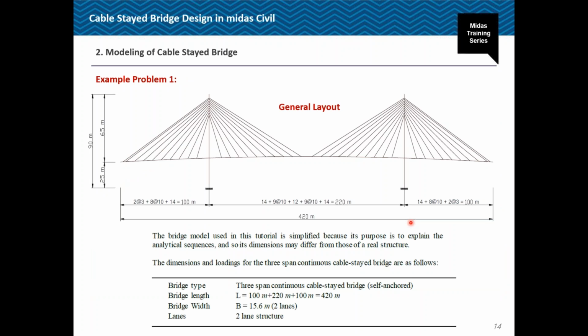So let's look at this example problem. This is a cable stayed bridge. Assume this as a general arrangement drawing. We have these distances which are pre-assumed, and the tower height from the bottom is 90 meters and the main span is 220 meters. The whole length of the bridge is 420 meters. Let's take the bridge width as 15.6, considering it as a two lane structure.